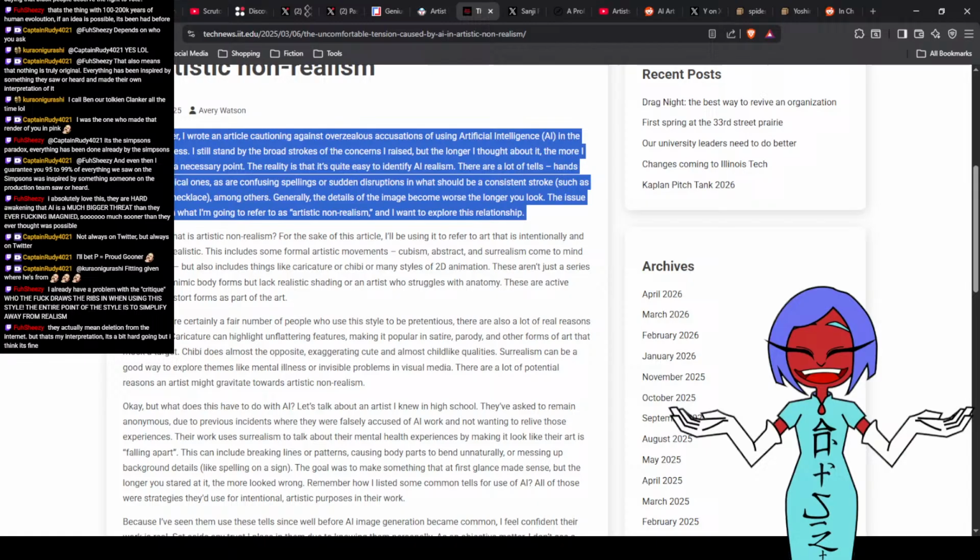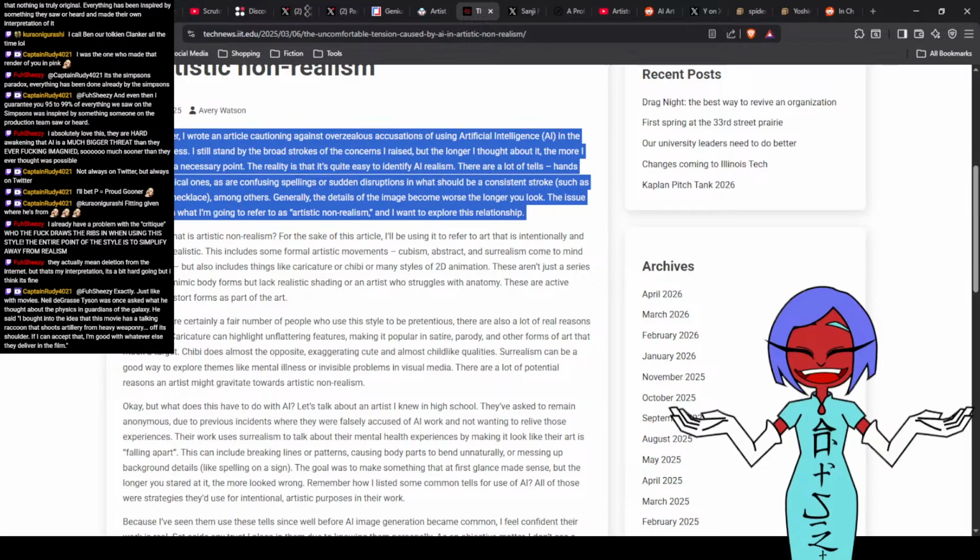Let's see. Oh yeah. "Sudden disruptions in what should be consistent strokes, such as a stripe or a necklace, among others. Generally, the details of the image become worse the longer you look. The issue is primarily in what I'm going to refer to as artistic non-realism, and I want to explore this relationship."